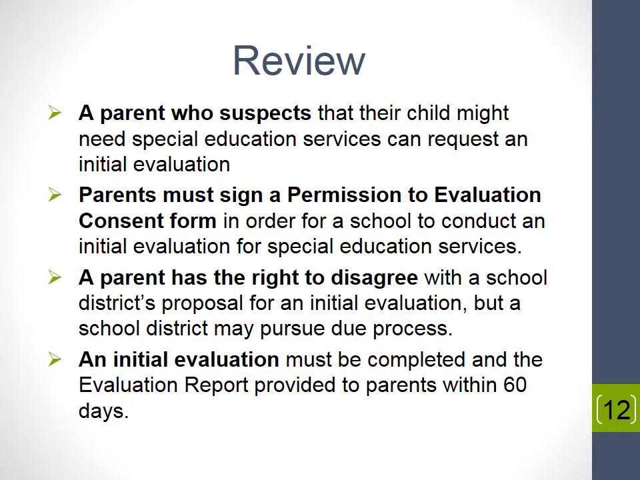Let's review the key points to remember from Part 2. A parent who suspects that their child might need special education services can request an initial evaluation. Parents must sign a permission to evaluate consent form in order for the school to conduct an initial evaluation for special education services. A parent has the right to disagree with the school district's proposal for an initial evaluation, but a school district may pursue due process. An initial evaluation must be completed and evaluation report provided to the parents within 60 calendar days.